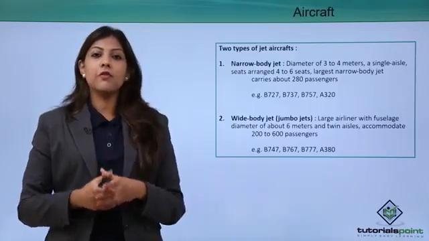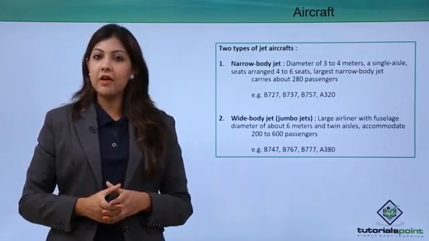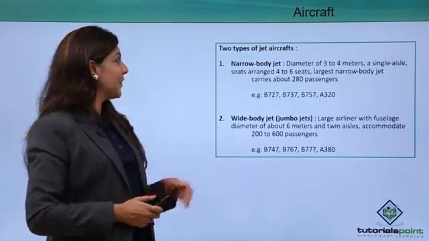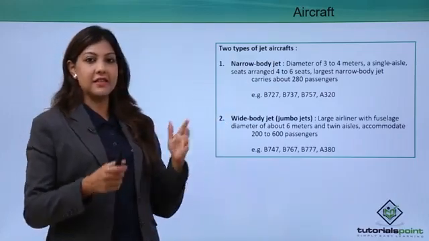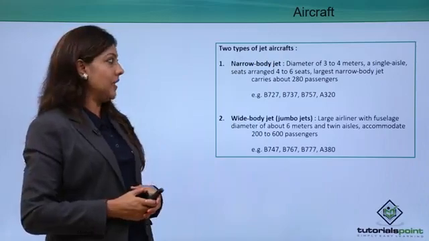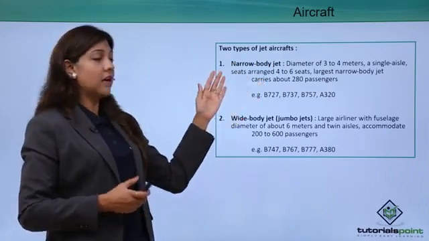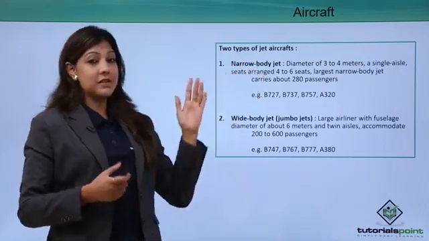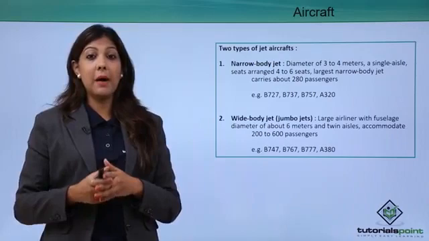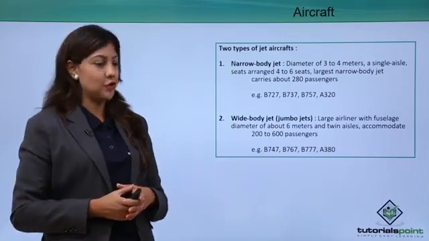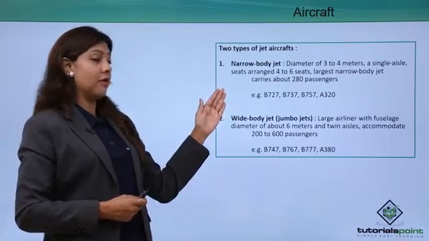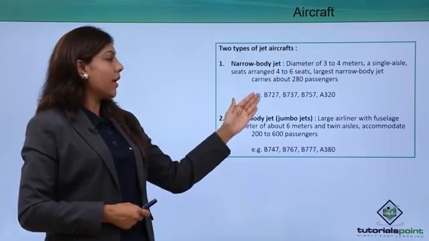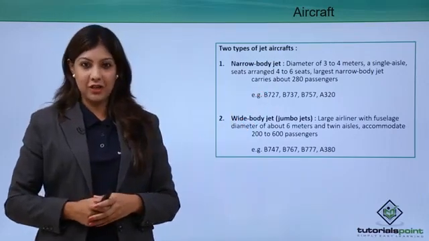Well friends, aircrafts are of two types. One is a narrow body aircraft and one is a wide body aircraft. Now let's understand the difference between these two. A narrow body jet aircraft has a diameter of 3 to 4 meters only. It has a single aisle and the seating arrangement is done in such a way that there are 4 or 6 seats. The largest narrow body aircraft can carry a maximum of 280 passengers. Some examples of a narrow body jet are Boeing 727, Boeing 737, Boeing 757 and Airbus A320.